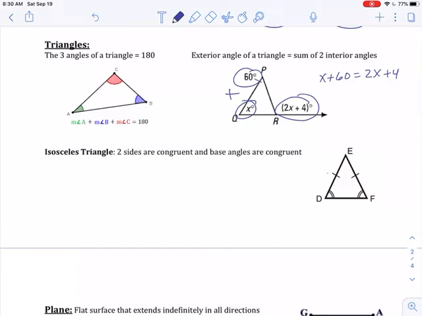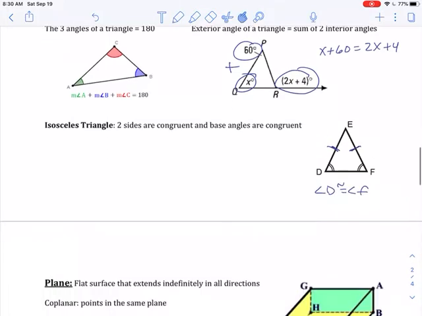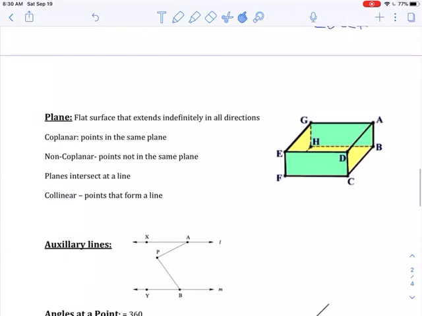An isosceles triangle means that two sides are congruent, and that would mean that those two base angles are congruent to each other as well. We talked about a plane. A plane is just a flat surface that extends indefinitely in all directions. The word collinear means that the points form a line. Okay, so that's collinear.